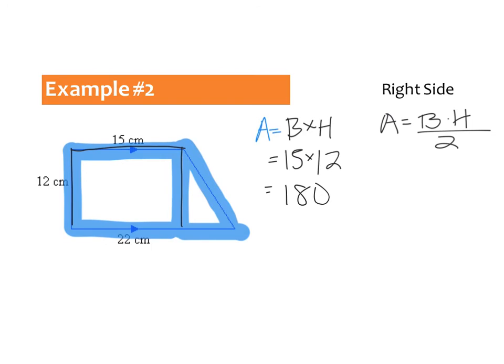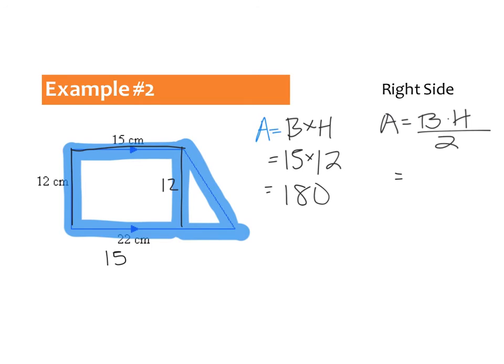Now let's figure out the triangle, right? Now, if the height over here is 12 of the rectangle, then the height on the other side of the rectangle is also going to be 12. So that means the height of the triangle is going to be 12. If you look at it right here, it's going to be 12 here and 12 right over here. Now, we can follow that same rule with the base, right? If the base is 15 over here, that means that the base is going to be 15 down here.